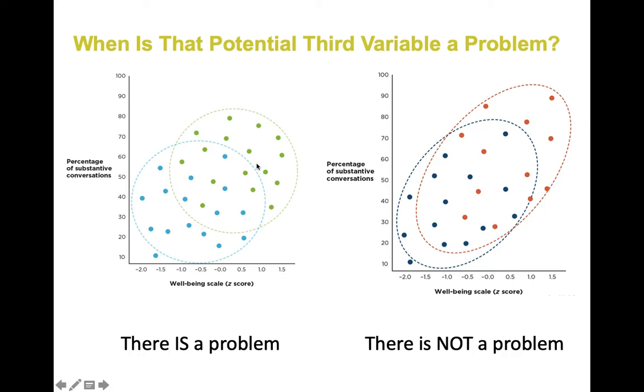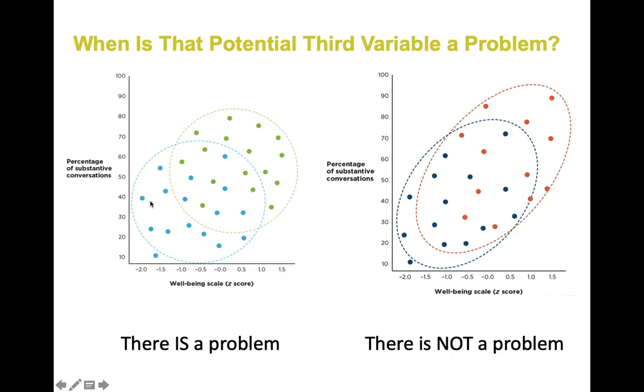Note that the educated participants, the green dots, tend to score higher on both variables. So in general, they report higher well-being, and they report having more substantive conversations, deeper conversations. People that are lower education score lower on well-being and score lower on percentage of substantive conversations. That is, they report having fewer deep talks.